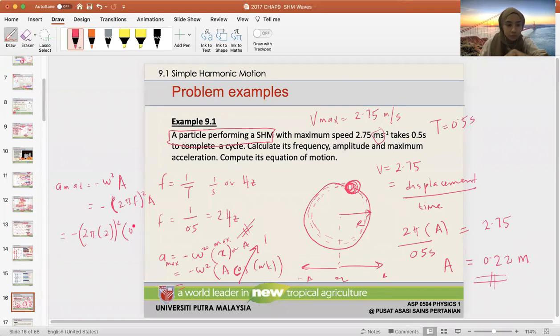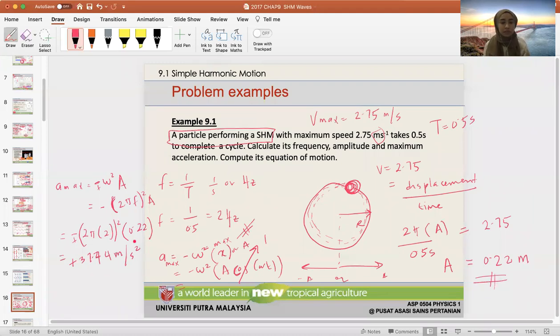A is 0.22. So A maximum should be positive, actually. A oscillates from negative to positive to negative to positive, but your final answer should be positive when you are talking about A max. So that becomes 34.74 meter per second squared.